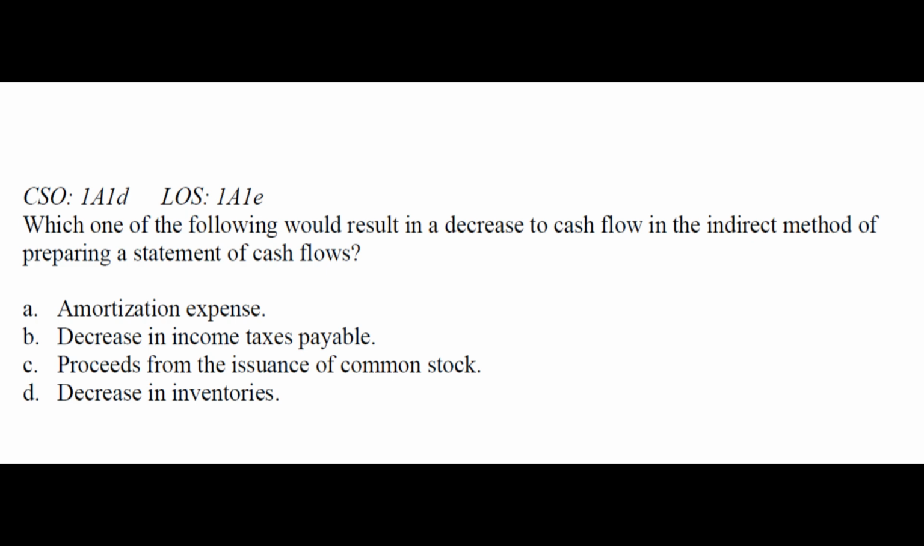D. Decrease in inventories. Incorrect. A decrease in inventory indicates that less cash is tied up in inventory, releasing cash for operations. Under the indirect method, a decrease in inventory is added back, increasing operating cash flow. Correct answer: B. Decrease in income taxes payable.